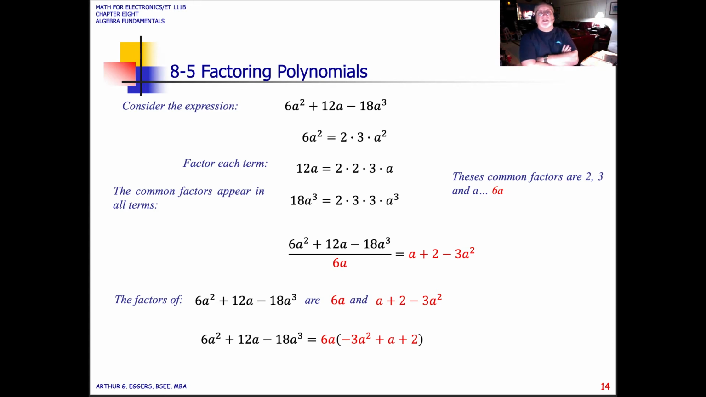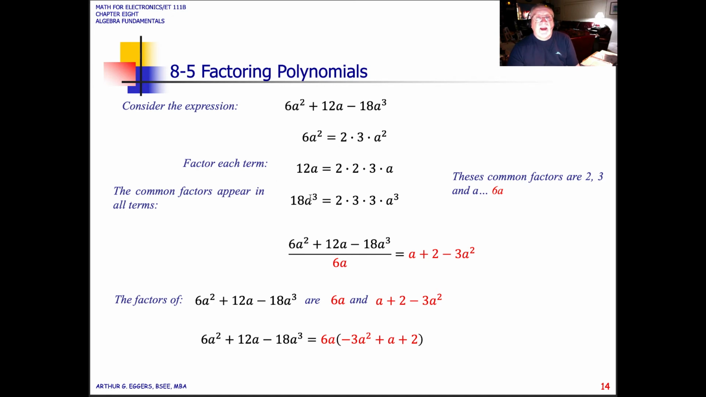Consider the expression 6a squared plus 12a minus 18a cubed. We're going to take each one of those terms individually and factor them just like we saw earlier in our textbook where we did factoring. So if we divide 2 into 6, we get 2 times 3, and a squared becomes a times a, but we can leave it as a squared. The second term, 12a: 2 goes into 12 six times, and then 2 goes into 6 another time, so we have 2 times 2 times 3 times a.